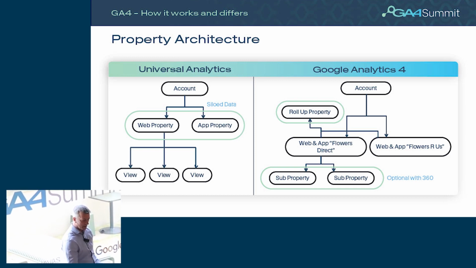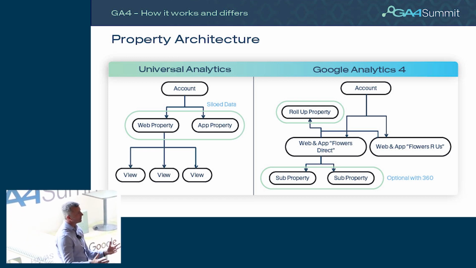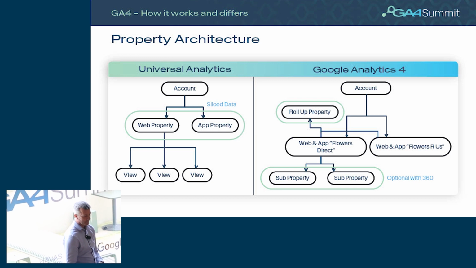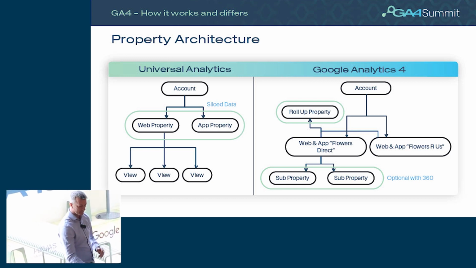So yeah, that's it. In addition to that, you have got the facility, if you get the 360 version, to create roll-ups. If you've got different brands within a business with different customer bases, you can roll those up or create sub-properties for your app and your website if you need that.